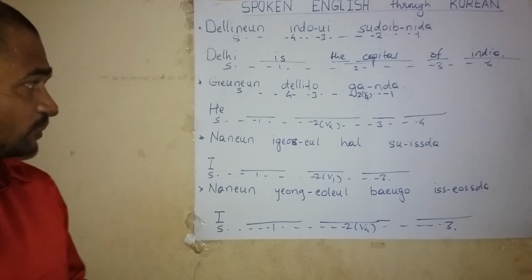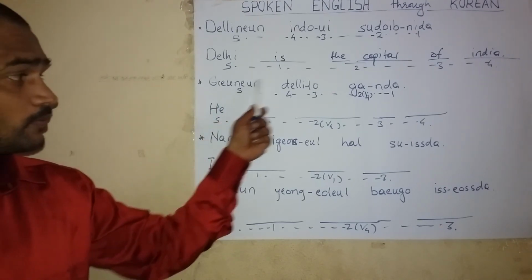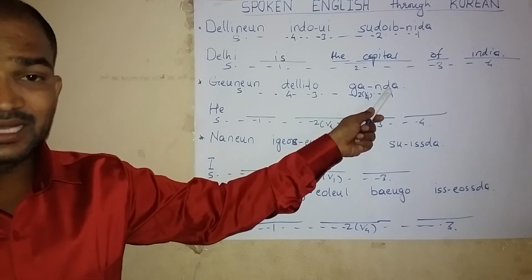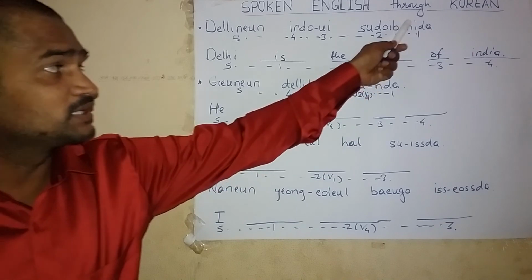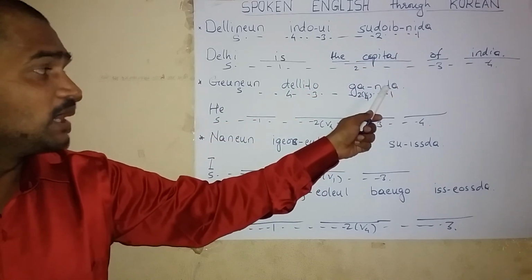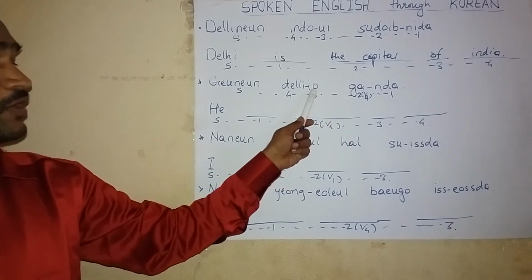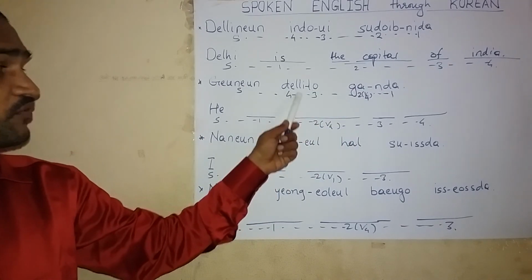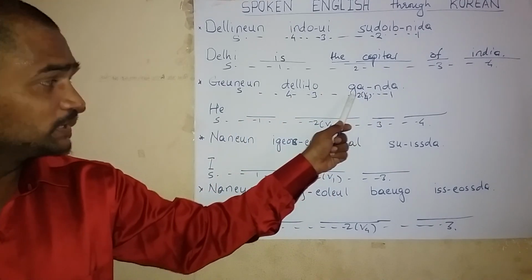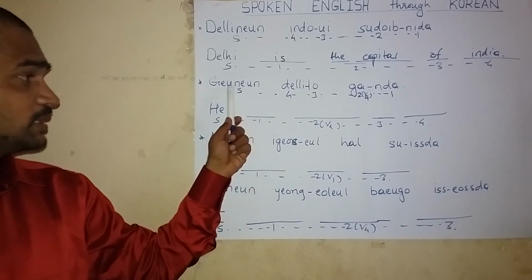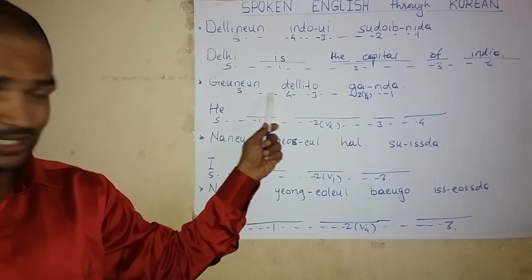Look here. The English word for Gyunyon is "he". The word for Ganda: the Nida is pronounced da. "He is." The word for ga is "going". The word for lo is "to". The word for Delhi is Delhi. He is going to Delhi.